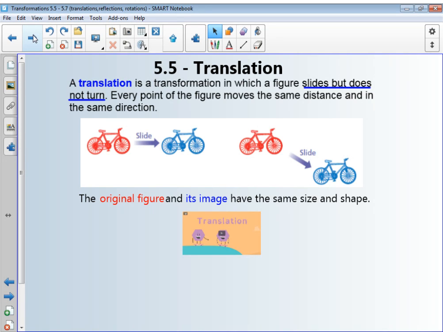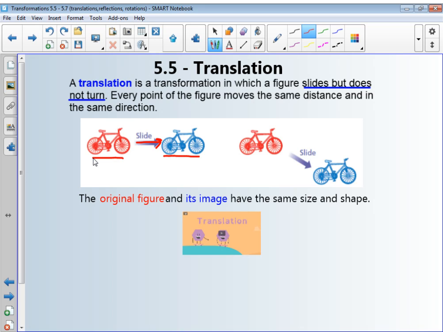So translation is a transformation in which a figure slides but does not turn. Every point of the figure moves in the same direction and the same distance. So here, when you see these bicycles, a translation is an example of, take note, each of these stayed the same size. Nothing changed on them. We just took the red bike and we slid it over to a new location. So here it'd be like riding a bike from point A to point B. That would be considered a translation.